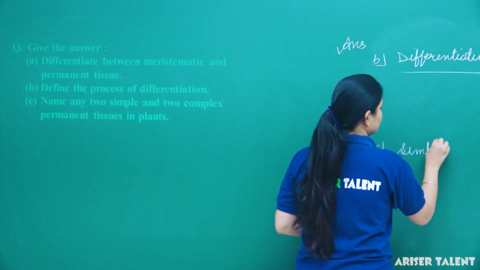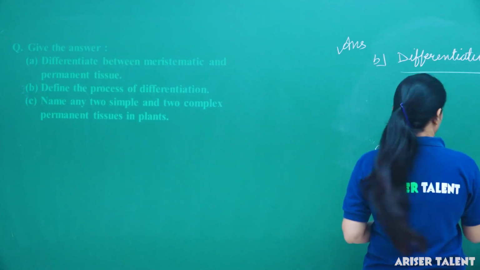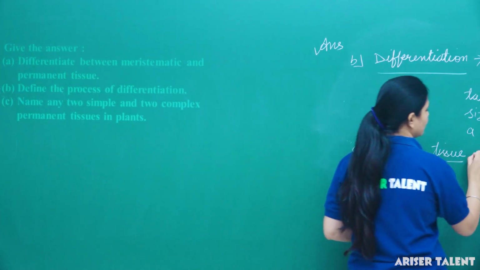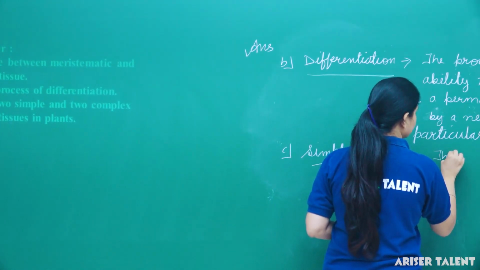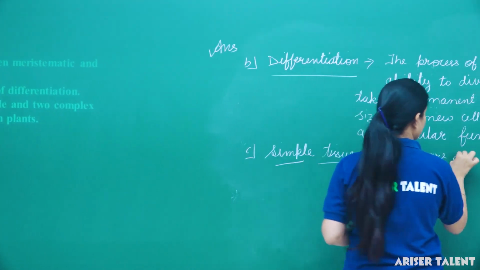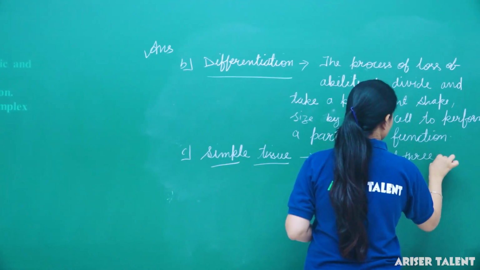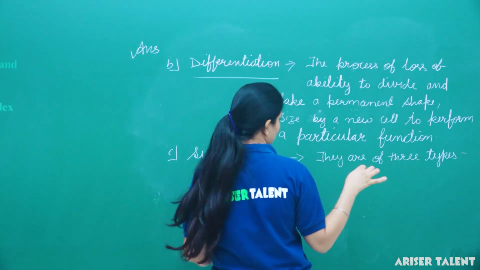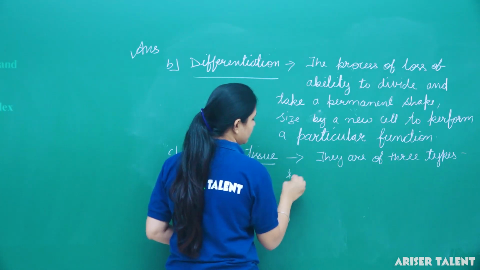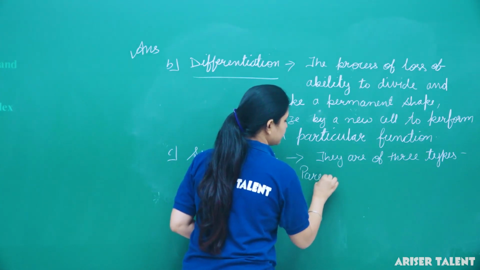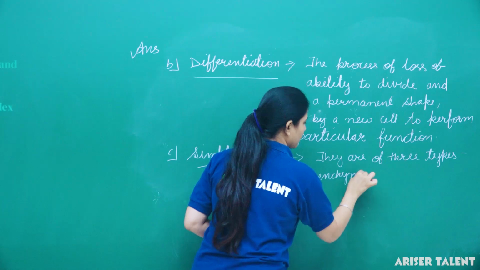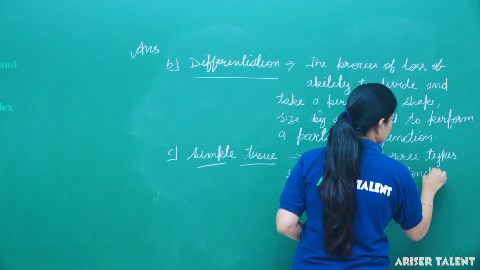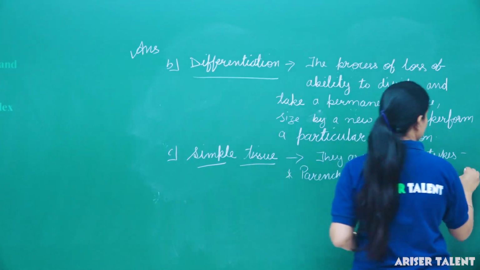Simple permanent tissue, or simple tissue, they are generally of three types, but here they are asking for two. You can write any two. I am here mentioning three types: parenchyma, collenchyma and sclerenchyma.